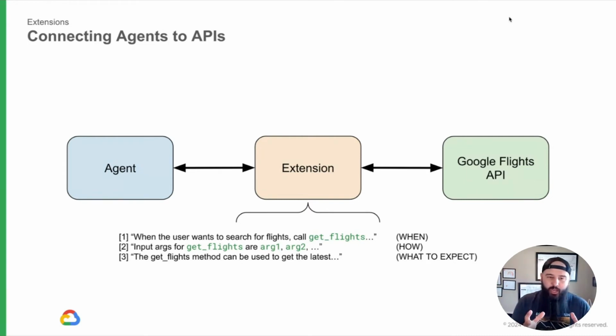Extensions do three things. They essentially describe the when, the how, and the what to expect with that API back to the agent. The when is: when the user wants to search for flights, you can use this particular tool called Get Flights. How you use this tool is that you provide argument number 1 and argument number 2, and maybe some other optional arguments. And when that tool returns, this is the payload that you should expect. So we're defining the interface between the agent that doesn't speak API and the API that doesn't speak agent, and connecting those two things together in the middle using this concept called an extension.